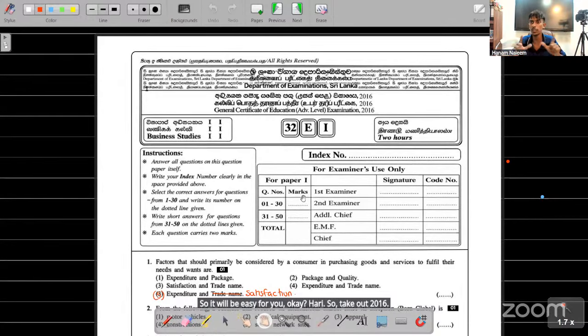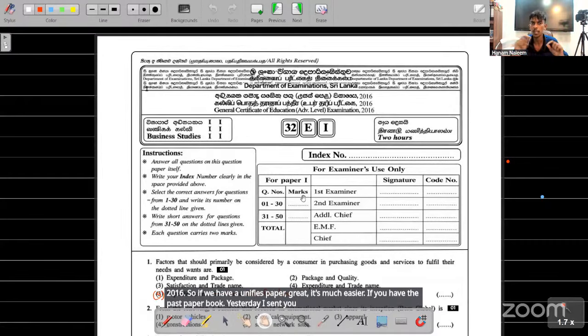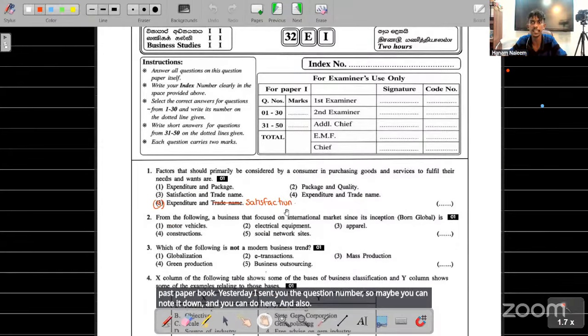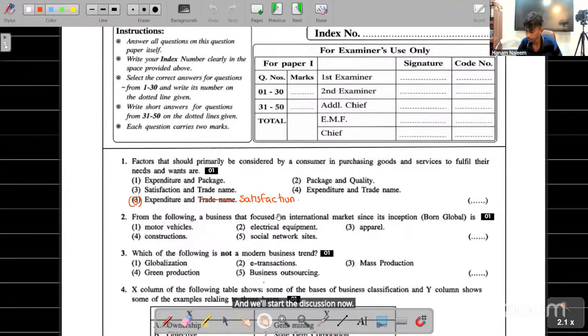2016. If you have a unit wise paper, great, it's much easier. If you have the past paper book, yesterday I sent you the question numbers, so maybe you can note them down and do it here. Also, guys, please maintain a separate CR book. I hope you have written the answers in a separate CR book, and we'll start the discussion now. Fine. So question number 1.